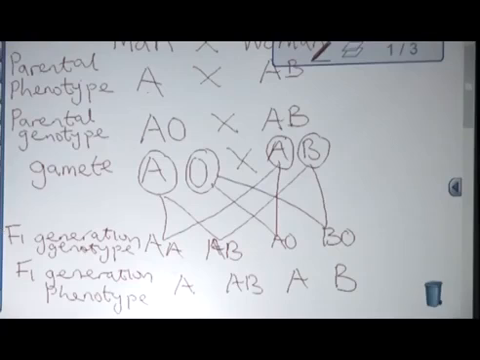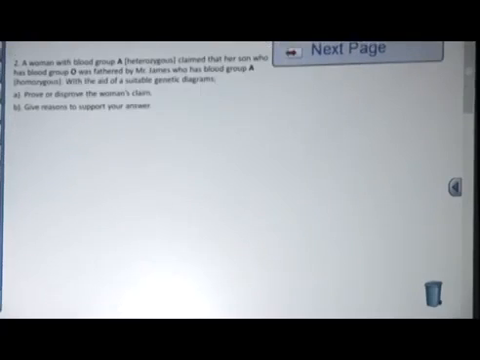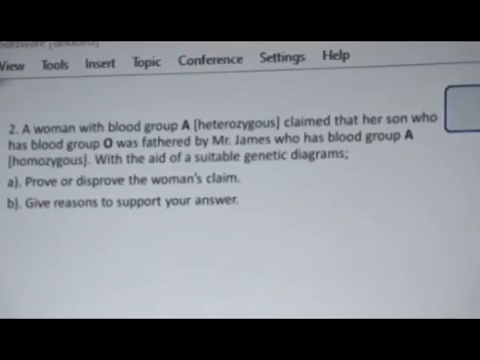Let's also do the next one. A woman with blood group A, heterozygous, claimed that her son, who has blood group O, was fathered by Mr. James, who has blood group A, homozygous. With the aid of suitable genetic diagrams, A, prove or disprove the woman's claim. B, give reasons to support your answer.